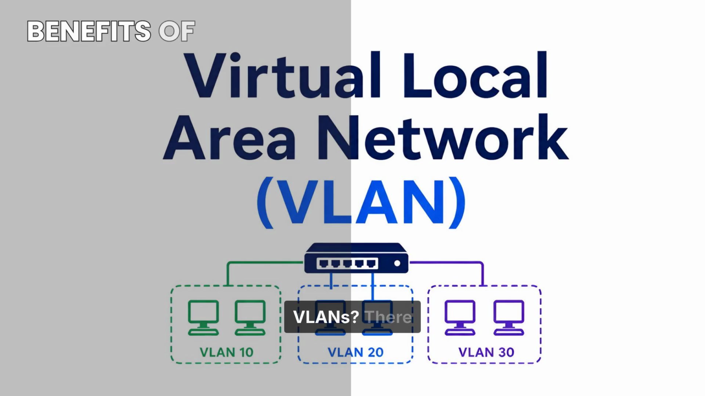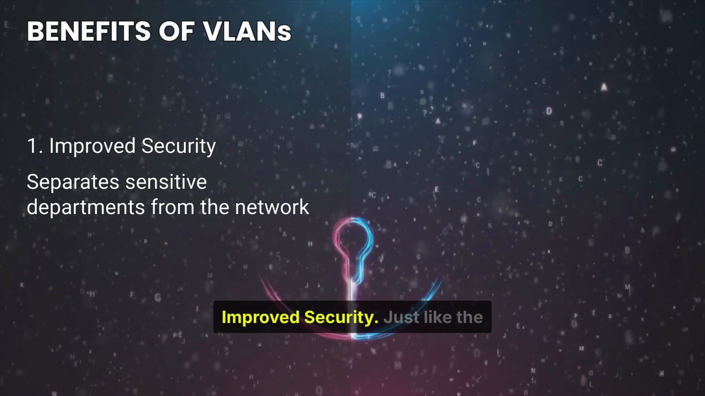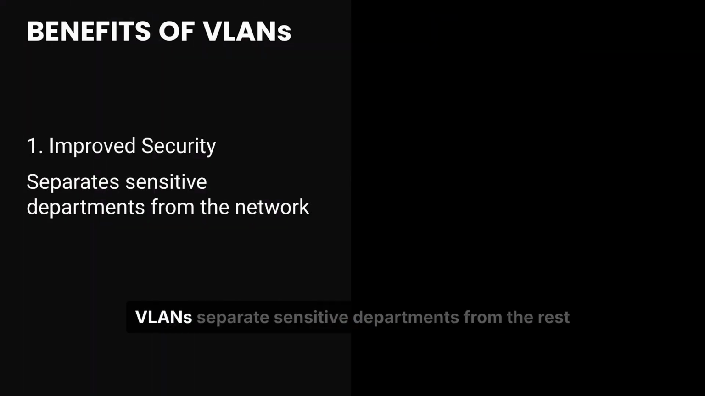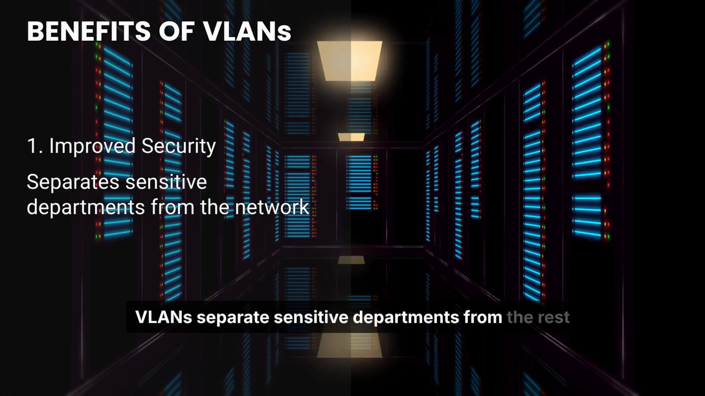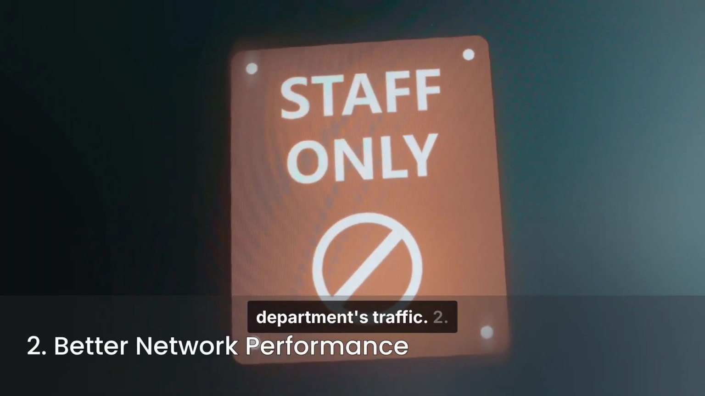So why do we use VLANs? There are 3 major benefits. 1, improved security. Just like the finance department has its own private WhatsApp group, VLANs separate sensitive departments from the rest of the network. Not everyone should have access to every department's traffic.